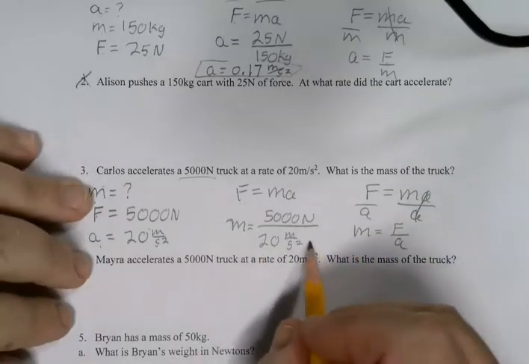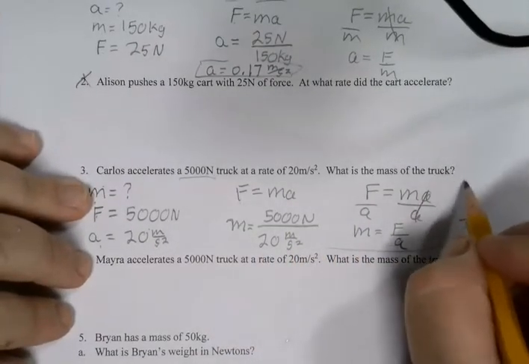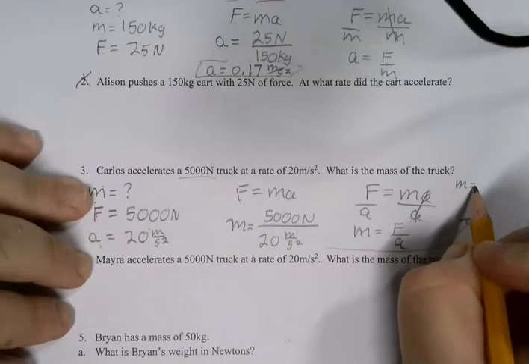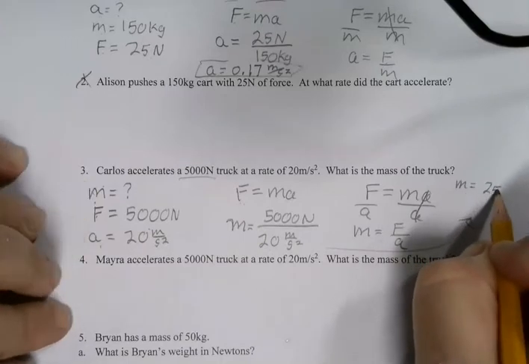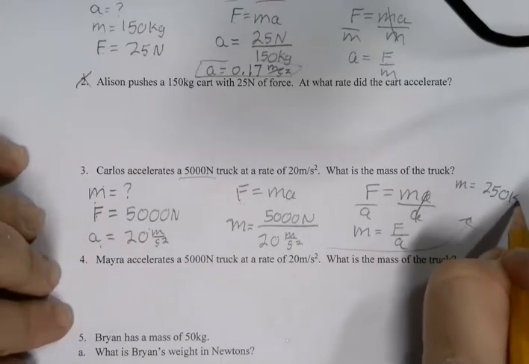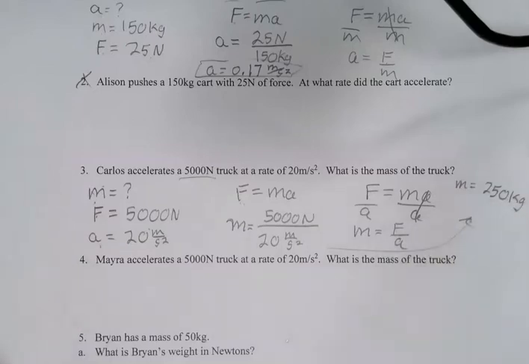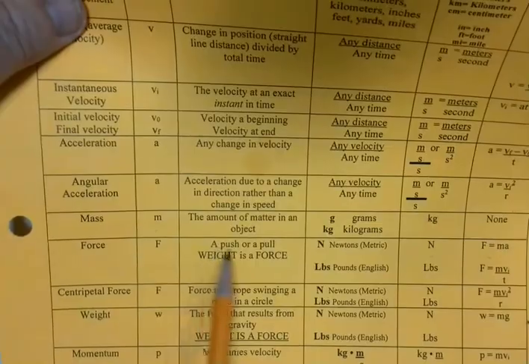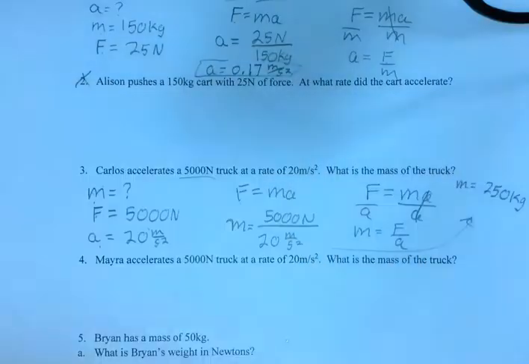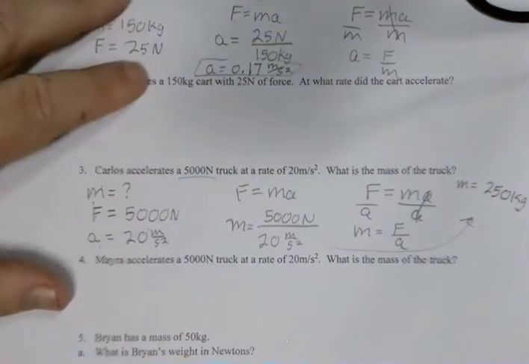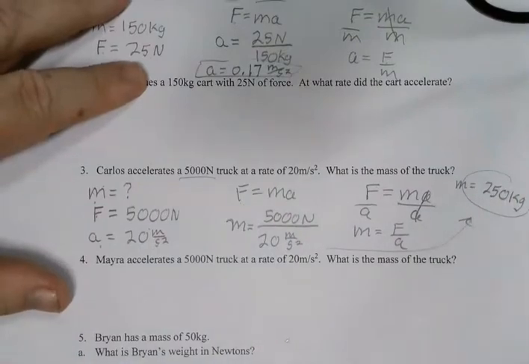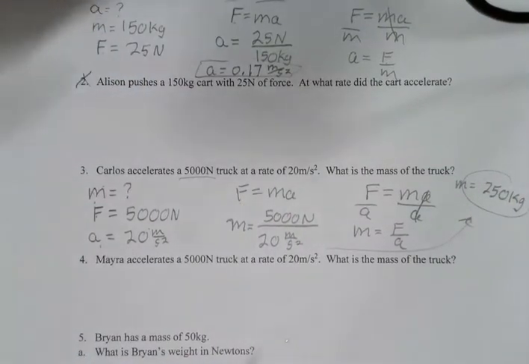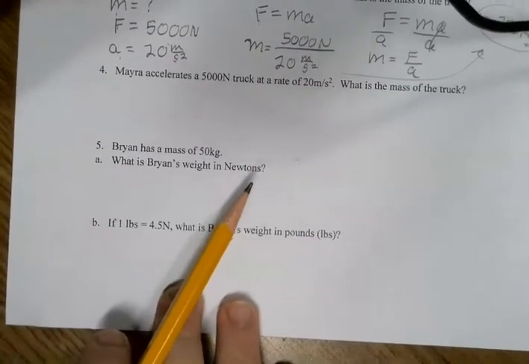And I'm running out of space here, so I'm going to put it over here. So the final answer is M equals 250 kilograms, because that's the unit of measure of mass. Again, if you weren't sure of that, you just come over here, find mass right there, and say, okay, that's measured in kilograms. All right, so there is your final answer right there. Okay, let's move on down to problem 5.